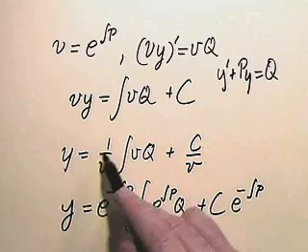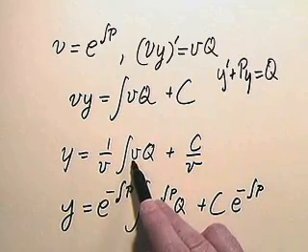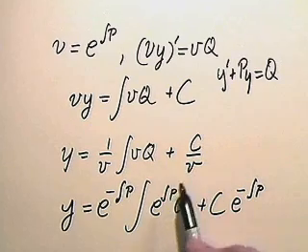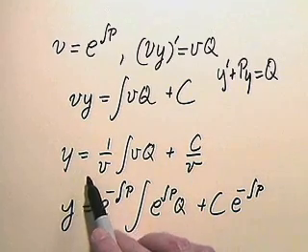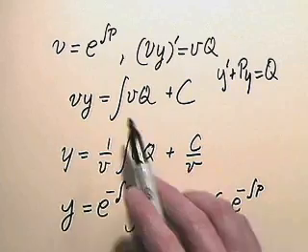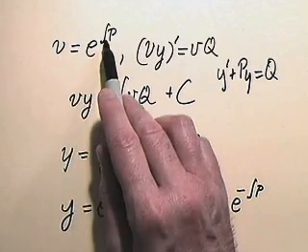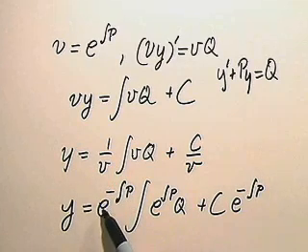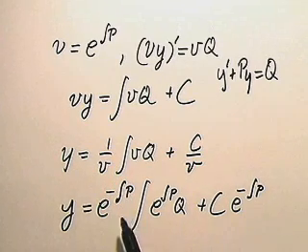And so y is 1 over v times the antiderivative of vQ plus c over v. That is, we can actually solve for y just by dividing through by v. Notice v, being an exponential, is non-zero. So 1 over v is e to the negative of the antiderivative of p.